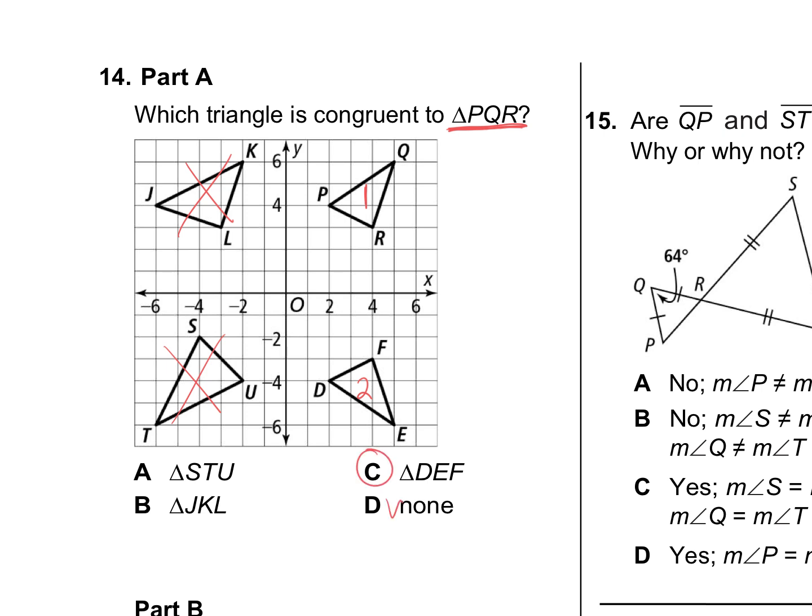I'm going to give you a hint right now. It will never be none. There will be one so that you can answer Part B and Part C. When you answer Part A, you are only talking about those 2 triangles now. Now I'm comparing PQR and DEF for Part B and Part C.